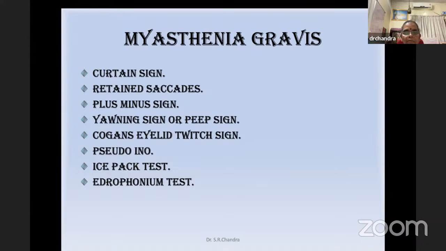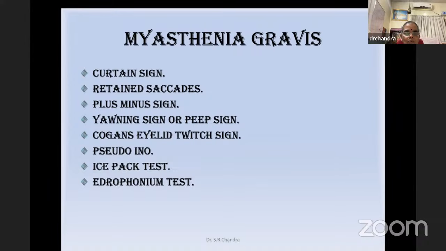So the opening eye fatigues early. When you do this slowly, halfway through, the patient can no more slowly follow the eye movement. Instead, he'll pop. That is called Cogan's eyelid twitch sign, which is another important sign in myasthenia.